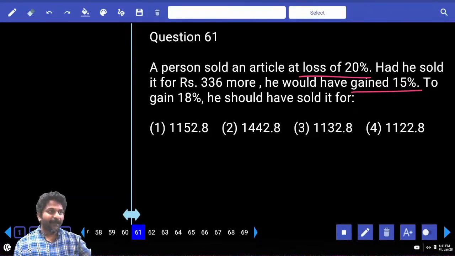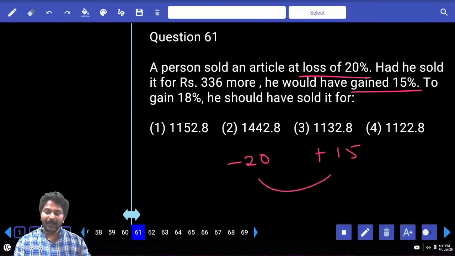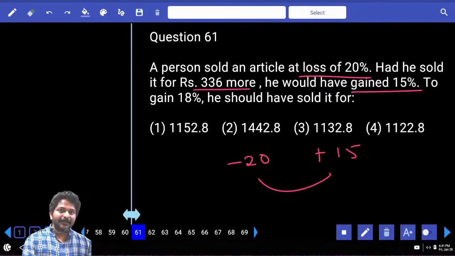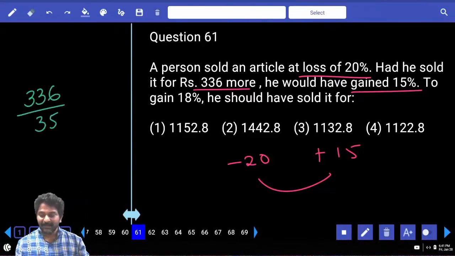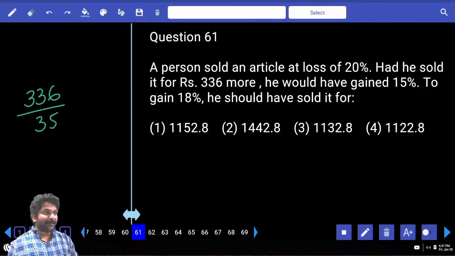Profit 15%. So minus 20 converted to plus 15. Correct? How much percentage got changed? That is because of 336 rupees only. Then 1% value is equal to 336 divided by 35 only. Right. Now what is your question about? We need to calculate selling price when there is a profit of 18%.